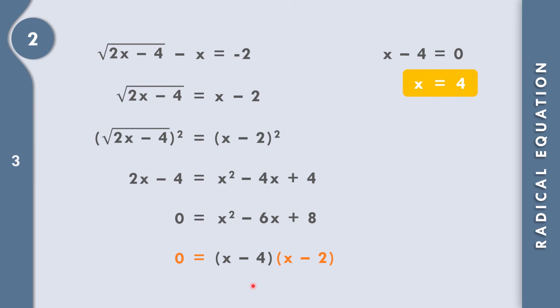Another, 0 is equal to x minus 2, and then x minus 2 is also equal to 0. So it means the value of x is equal to positive 2. Negative 2 going to the right side becomes positive 2. Let us see which is the solution set, 4 or 2 or both 4 and positive 2.